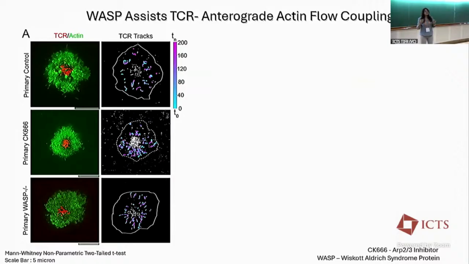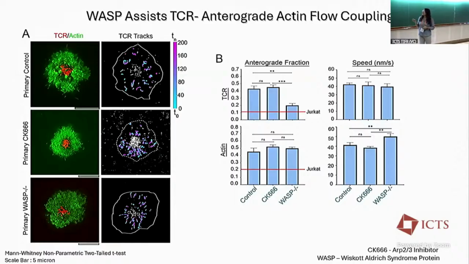WASP is a well-known actin nucleation factor. It binds with actin during synapse formation and T cell activation, and also binds with the TCR signalosome. When we knocked out WASP from the T cells, we could see that the percentage of the T cell receptor that was traveling anterogradely went significantly down compared to control. As a control, we also used CK666, which is an ARP2/3 inhibitor, another actin nucleation factor. There we did not see any difference.